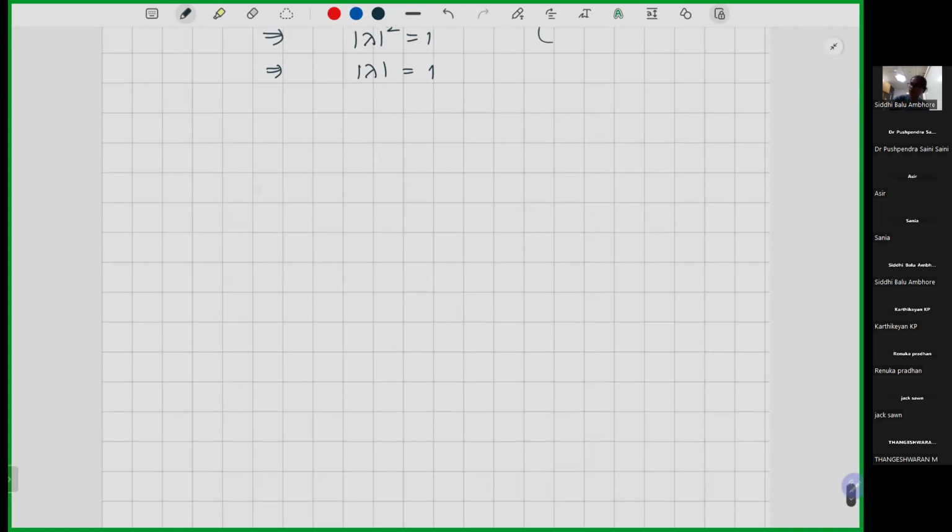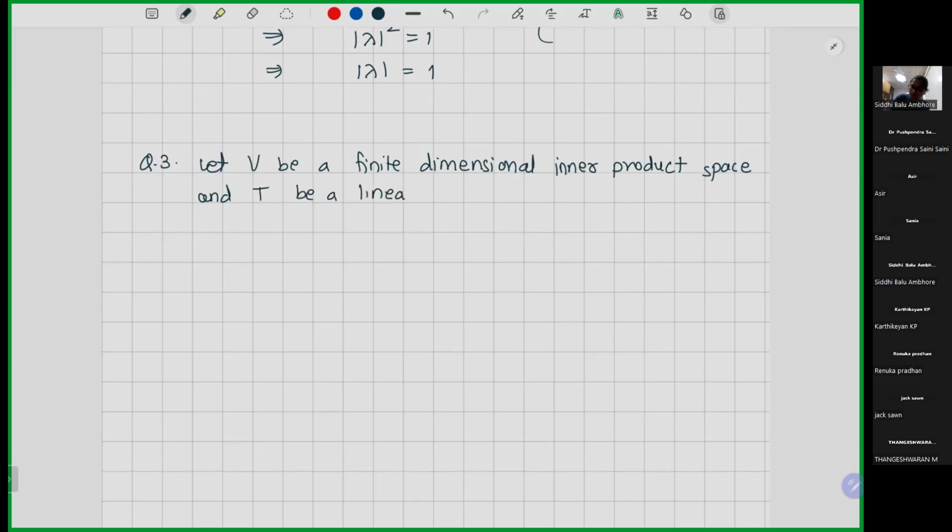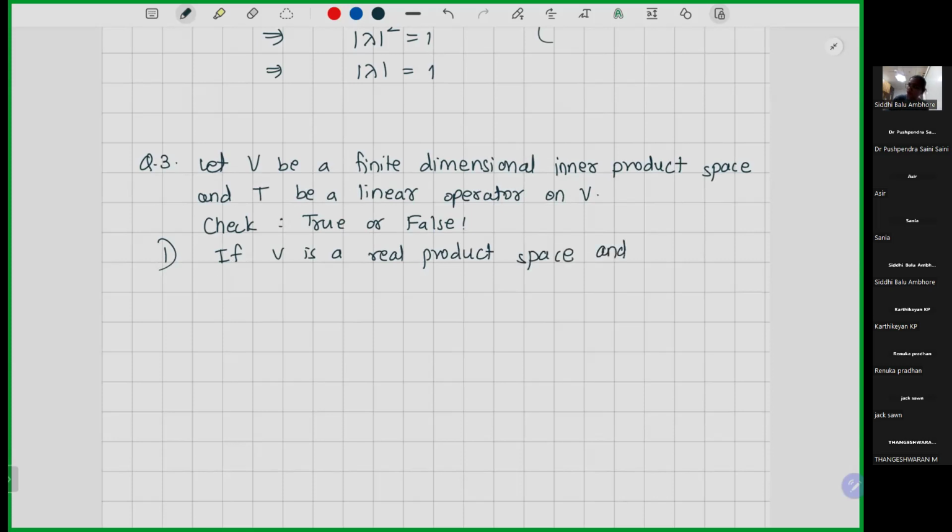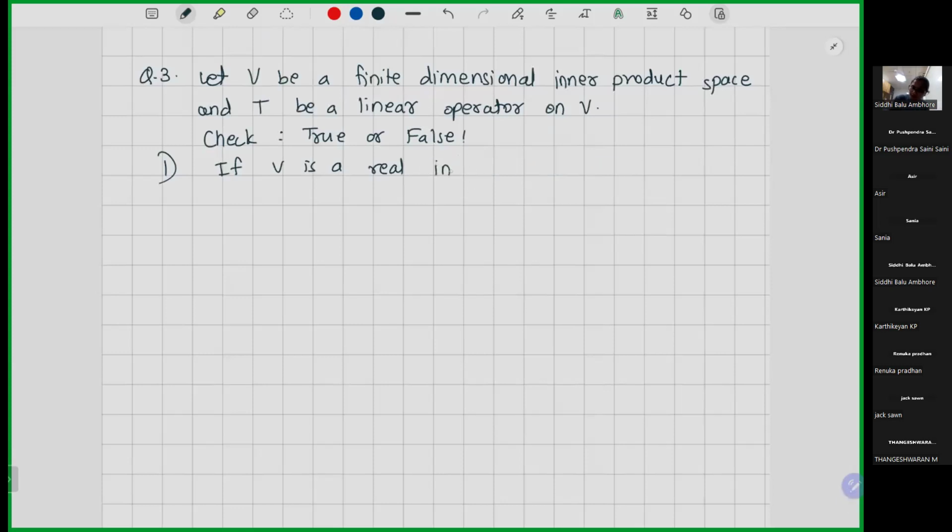Okay, so let us move to the next question now. Let V be a finite dimensional inner product space and T be a linear operator on V. Then we have to again check whether the following statements are true or false. Okay, so the first statement is that if V is a real inner product space, and real inner product space.